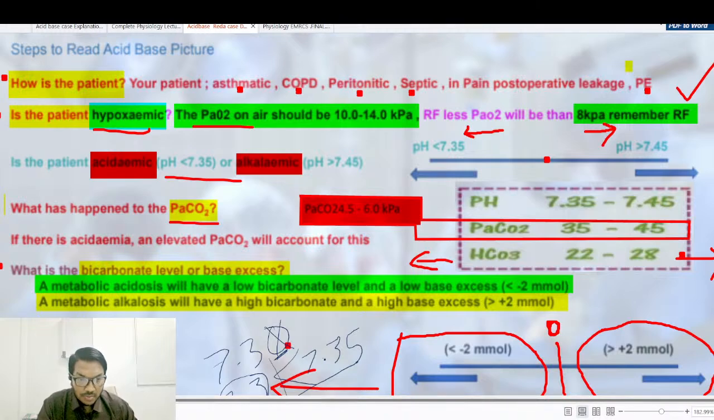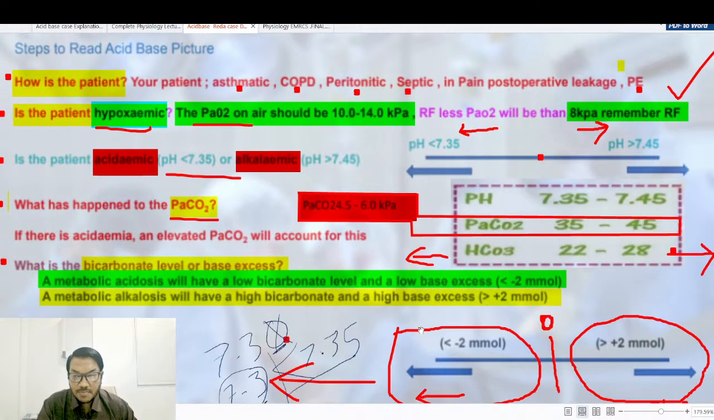Okay, when we interpret any acid-base imbalance, we basically go through these questions. First question: how is the patient? And is the patient asthmatic? Is the patient COPD? Is the patient in a septic condition? Or is the patient in pain after any postoperative leakage, or is the patient in pulmonary embolism?